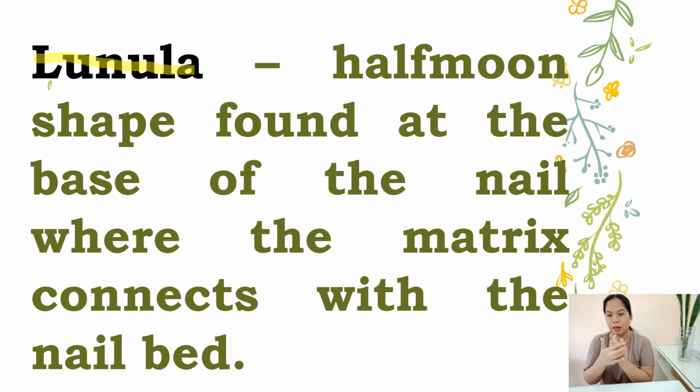But the lunula is that half moon shape found at the base of the nail. Okay, where the matrix connects with the nail bed. So, under the lunula is the nail root, and under that is the matrix. I will show you later on our diagram.